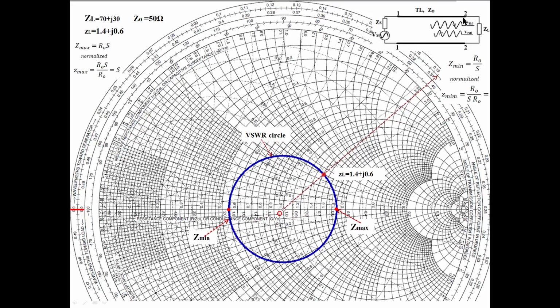For example, while moving, if you stop at any point from the load point, moving in the clockwise direction towards the generator, I can find at what distance I am on the transmission line. If I stop anywhere like this, I can find the distance from the load point to here.